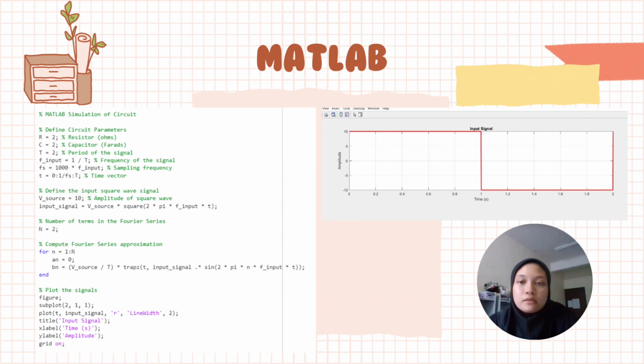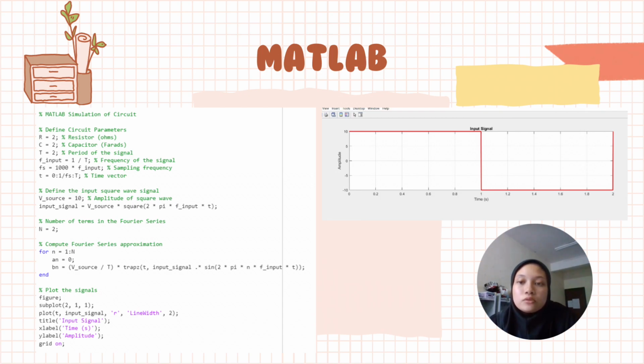So I'll be explaining regarding the simulation part by using MATLAB on how to gain the AC input signal for the RC circuit. So first and foremost, we need to define the circuit parameters, which are a resistor of 2 ohms, a capacitor of 2 farads, and then the period of the signal is 2 seconds. And then the frequency of the signal, the formula is equal to 1 over T.